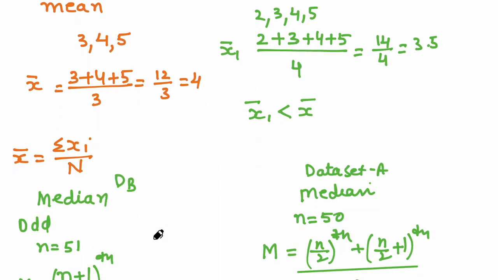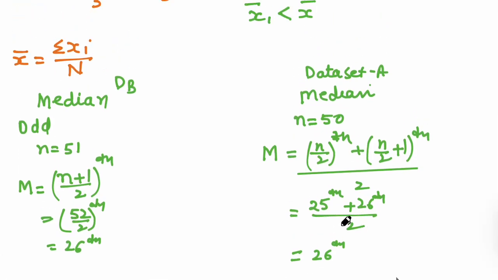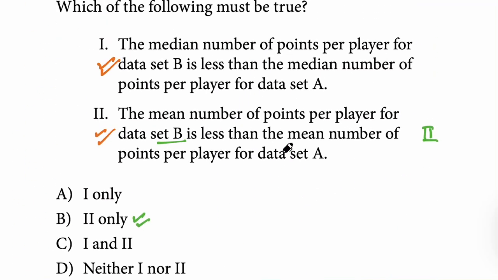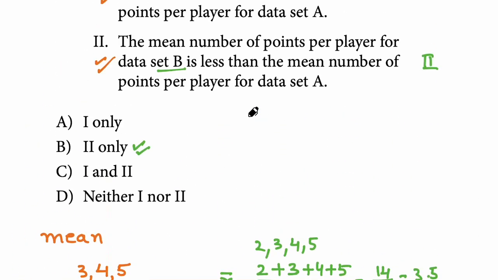Now I will leave a question for you. What do you think? If the 25th observation is not equal to the 26th observation, will the median of B be greater than the median of A, or smaller than the median of A? This is DIY for you. They are not showing this data, so we have solved our question. But yes, we have to learn this concept too.